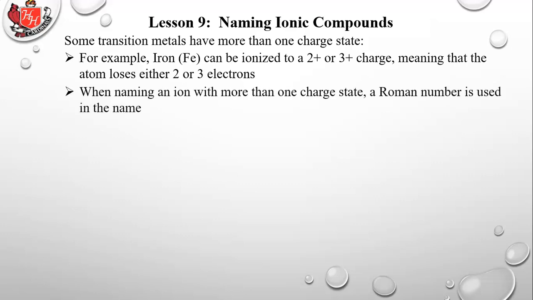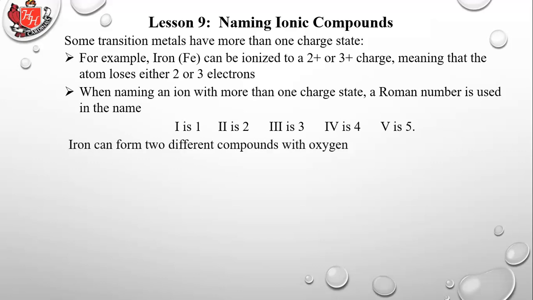When naming an ion with more than one charge state, a Roman numeral is used in the name. So I is 1, II is 2, III is 3, IV is 4, and V is 5. So the way Roman numerals work is if you put a smaller Roman numeral in front of a bigger one, like IV, it becomes 5 minus 1, so that becomes 4.